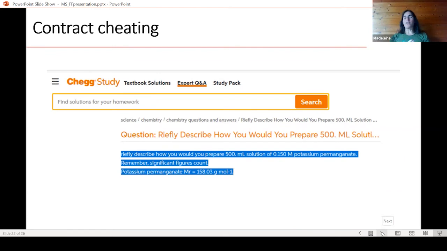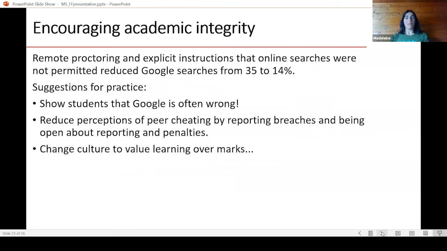We struggled to find evidence that answers from contract cheating sites were used, but we certainly know that students posted the questions. So finally, I just want to give a few reflections about our findings and what's been going on, because obviously this is a couple of years ago and now things are still moving.